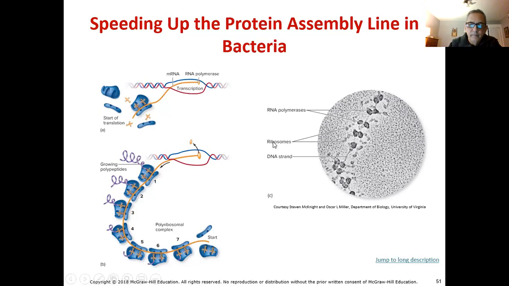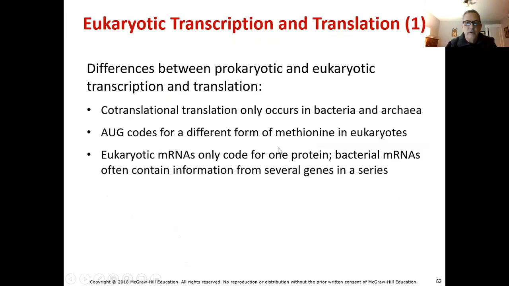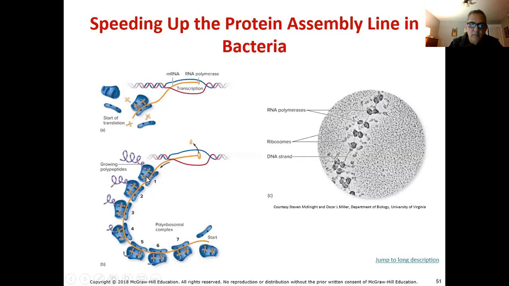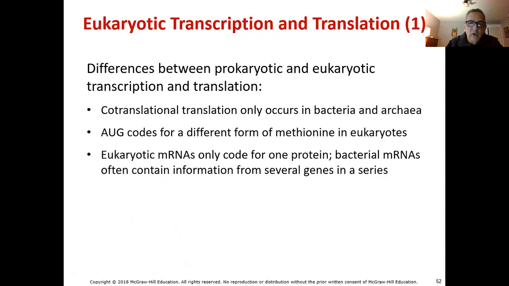The difference between prokaryotic and eukaryotic transcription and translation. Co-translation only occurs in bacteria and archaea. That's what's happening here, that you have multiple ribosomes making copies of the protein. AUG codes for a different form of methionine in eukaryotes, and eukaryote messages only code for one protein. Bacterial message RNAs might have the codons for several different genes.